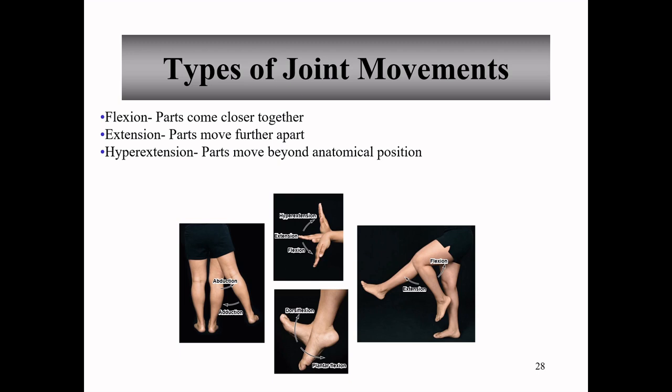Extension is the opposite. With flexion, we bring the parts closer together. With extension, we move the parts further apart. In the middle picture, we've got flexion of the wrist where we're bringing it closer together, but if we push it back out, then that is extension. Hyperextension is where we move beyond anatomical position. We move the joint farther than we are supposed to move it, essentially, and that's hyperextension.